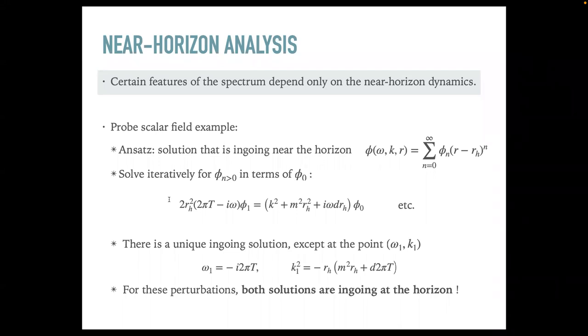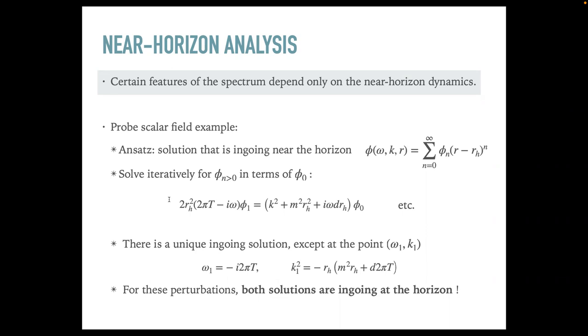However, what you can see just by staring at this equation is that there are special values of the frequency and the wave number for which this equation vanishes identically. I can choose the frequency so the left-hand side vanishes, and I can choose the wave number so the right-hand side vanishes. At this special point in Fourier space, or at least in the complexified version of Fourier space, this equation identically vanishes, and phi 1 is no longer fixed in terms of phi naught. So if I construct my ingoing solution in this way, I'll find a two-parameter family of ingoing solutions. Phi 1 and phi naught are both just arbitrary constants.